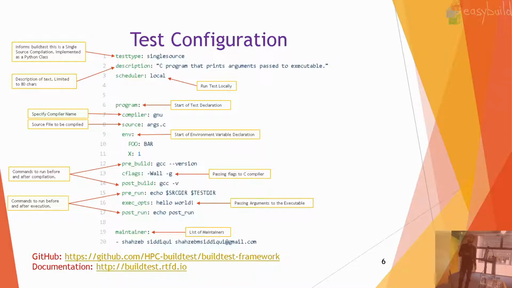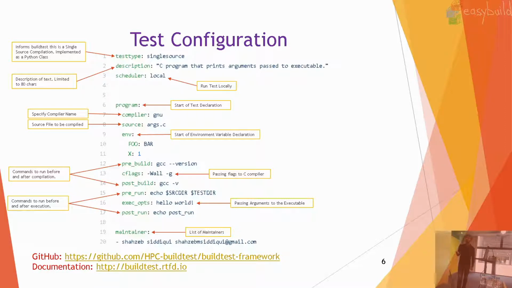This is an example of a test configuration. The first 2 lines are just explaining a little bit about the test. Description is a field that gives information about what this test does, so any user can write anything they want. In this case, the scheduler key just tells whether you want to run this locally or with a scheduler. Buildtest has features to run it with a scheduler.